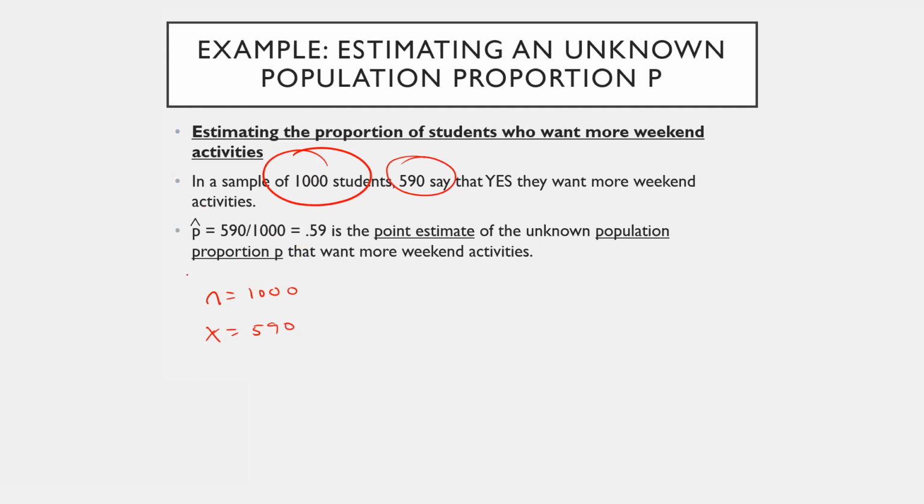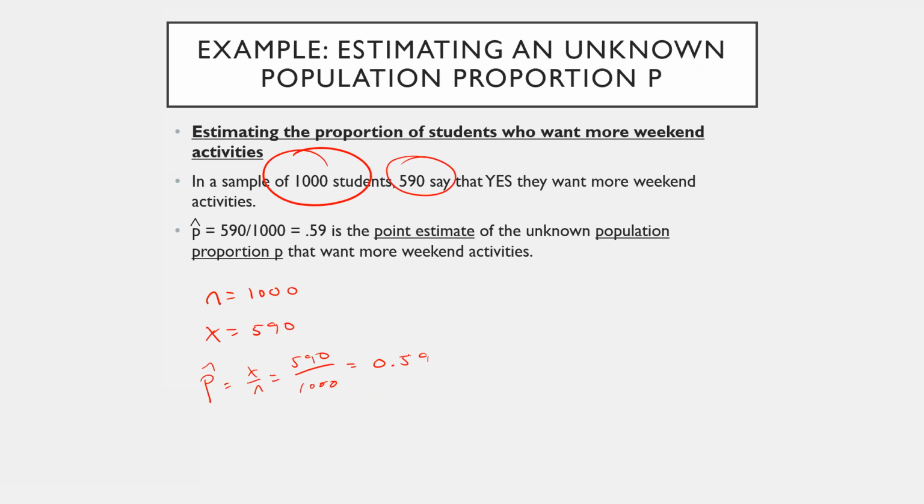So look, the sample proportion P hat is just X divided by N. It would be the 590 people who say they want more weekend activities divided by the 1,000. It's 0.59.